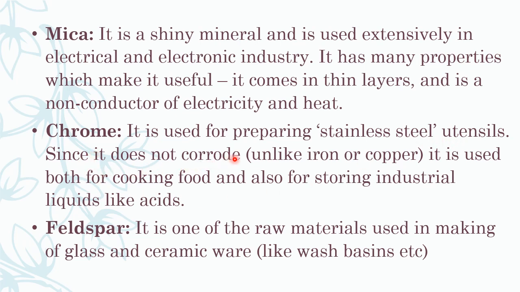Since it does not corrode, that means unlike iron or copper, it won't change color or rust, nothing will happen. That's why it is called a non-corrosive item. And it is used both for cooking food and also for storing industrial liquids like acids. Feldspar. It is one of the raw materials used in making glass and ceramic ware like wash basins, and all these which we are utilizing now, that is called ceramic, made out of feldspar.